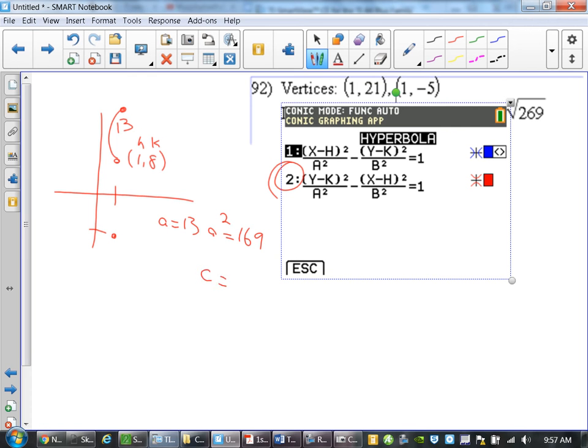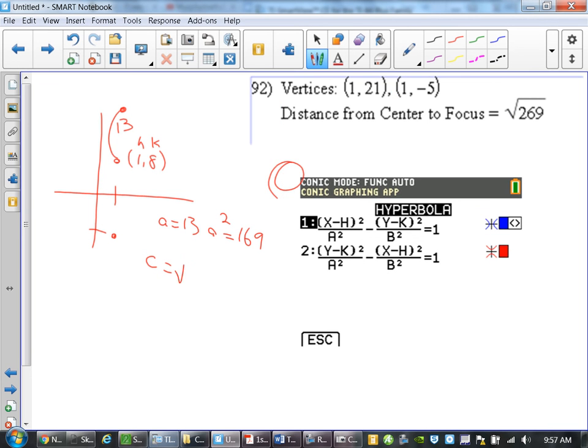Our c value, they gave us the distance from the center to the focus is the square root of 269. So what's c squared? 269. To get b squared, what do you do? 100. Very good. And now you have everything. The trick is to identify the center, and then remember that your center to vertex is a, and it peels out everything.